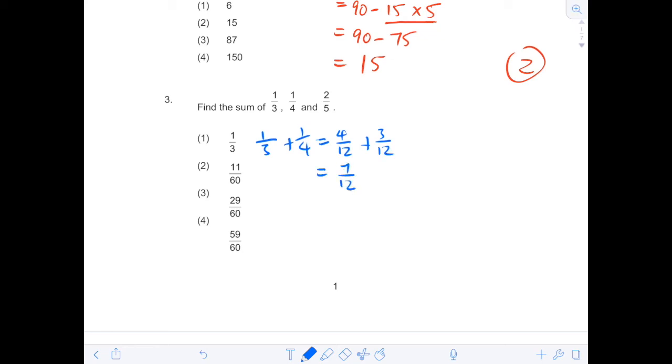Alright, so now we're just going to add in the 2/5 to this number. 7/12 plus 2/5 will change to the same common base. You multiply both sides by the opposite number. 12 times 5, 5 times 12, you will get 60, and 35 here. And for the 5, you're going to multiply by 12. So the 2, you're going to multiply by 12 as well. You're going to get 24/60. Add them together, you're going to get 59/60. Answer should be 4.